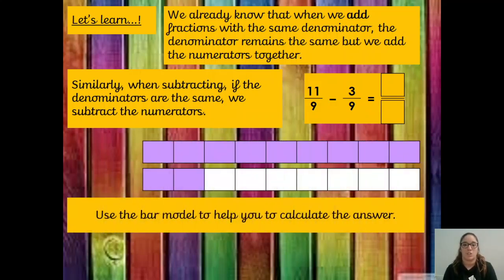So we have got 11 ninths. Our bar model is split into 9 equal parts and it's showing us 11 of the ninths. There are 11 shaded parts. If we're going to take away 3 of those, how many parts will we have left? We're going to have 8 out of the 9 parts left. So 11 ninths, take away 3 ninths is 8 ninths.